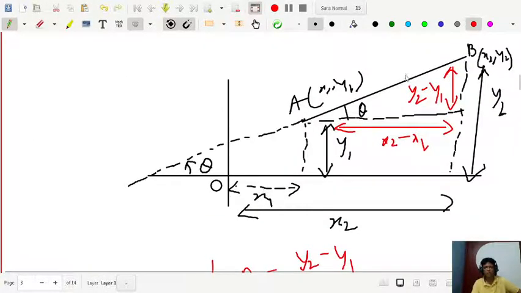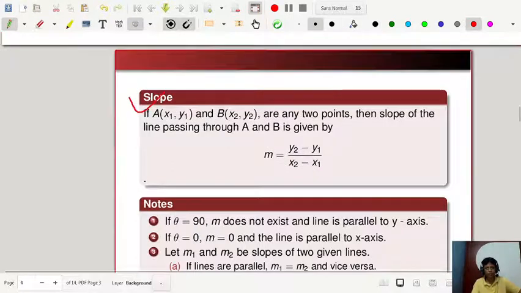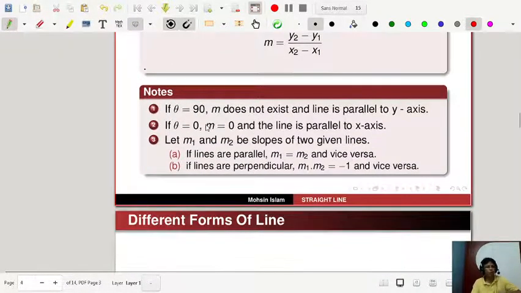So m = tan theta = (y2 - y1)/(x2 - x1). This is the slope when the inclination is not known to you. Now there are some important notes on that. If theta = 90 degrees, m does not exist, as already mentioned, and the line is parallel to the y-axis. If theta = 0, m = 0, and the line is parallel to the x-axis.